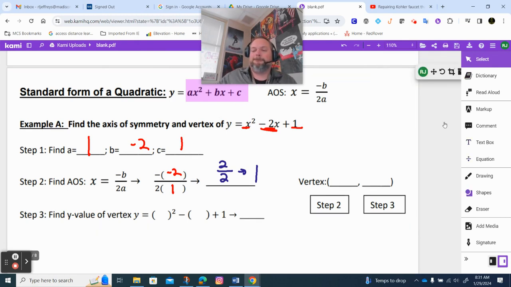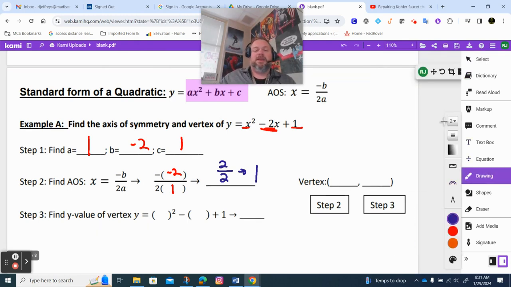All right, so this is our axis of symmetry. What did we learn about our axis of symmetry? What also is it a part of? The vertex. Yes, it is. It's part of the vertex. See, we get our answer. See, step 2 goes right there.